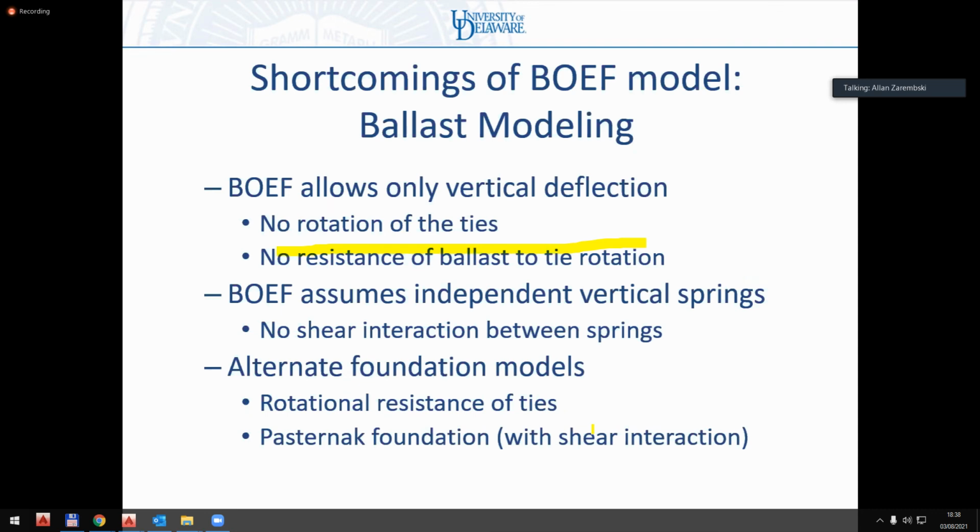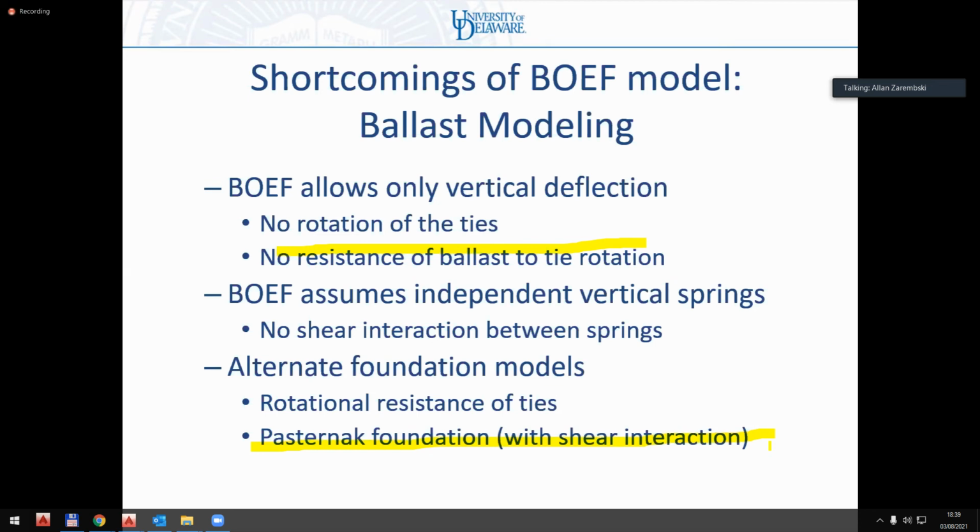And so there are alternate foundation models. There's something called the Pasternak foundation, and something called the Kerr foundation, etc. But again, like some of the other things I've shown you, the increase in accuracy of these models is very small, and the amount of increased work is large. If you were to solve a Pasternak foundation, that's much more sophisticated and much more difficult than the beam on elastic foundation.